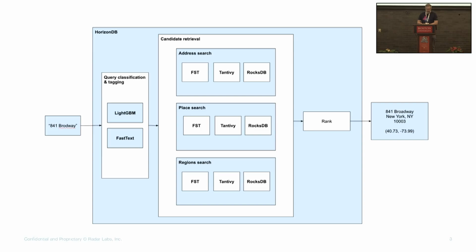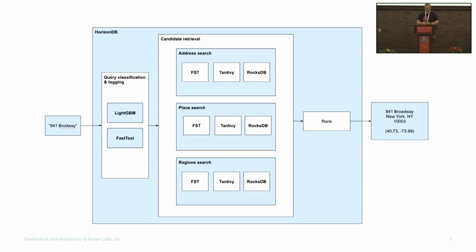So in the beginning, on the left-hand side there, you see this query classification stage. We're using a few machine learning libraries to really understand the query. We're using LightGBM from Microsoft and FastText from Meta to process the input and understand, is this query an address? Is this query a city? Is it something else? And that allows us to be smarter in this middle phase where we do candidate retrieval. For that, we use these various fetchers for addresses or places or regions.